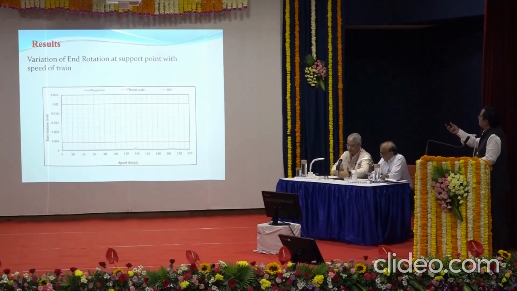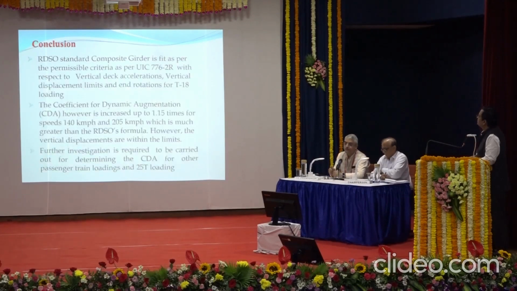Conclusion. The RDSO standard composite girder fits the permissible criteria as per UIC, as I told earlier. The coefficient of dynamic augmentation is 1.15 for the speed of 140 km at 205 km. This is much greater than the RDSO formula. Further investigation is required by determining the CDA for other passenger train loadings and 25 ton loading.